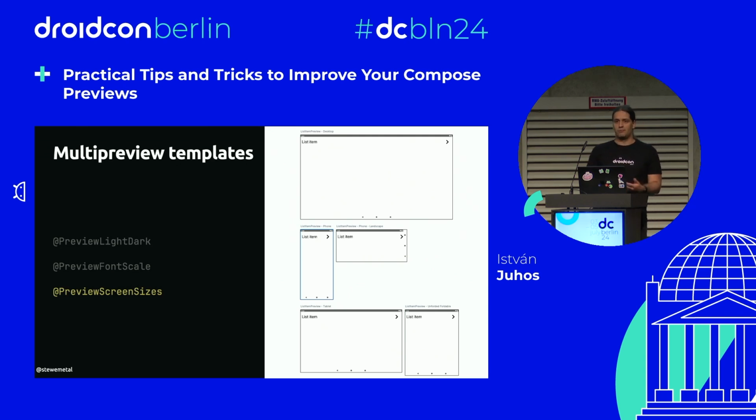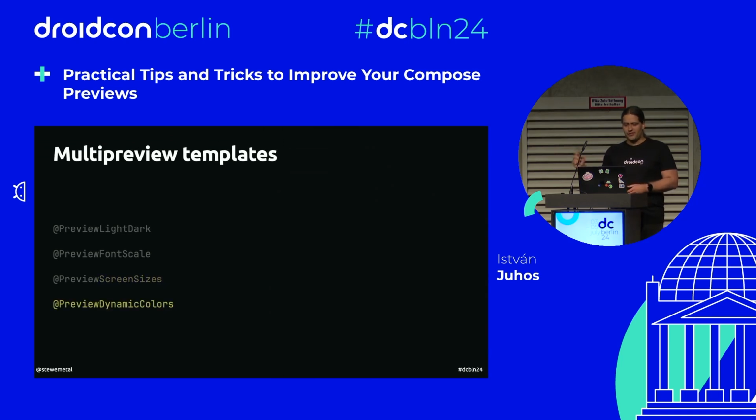If you're building for multiple form factors like desktop, landscape, portrait phones, tablets, unfolded foldables, or whatnot, you can get inspiration from this annotation or just use this directly to have a lot of these kind of previews pre-baked. Also, if you're doing dynamic colors, which is a pretty young feature on Android anyway, then there is a preview template for that as well.